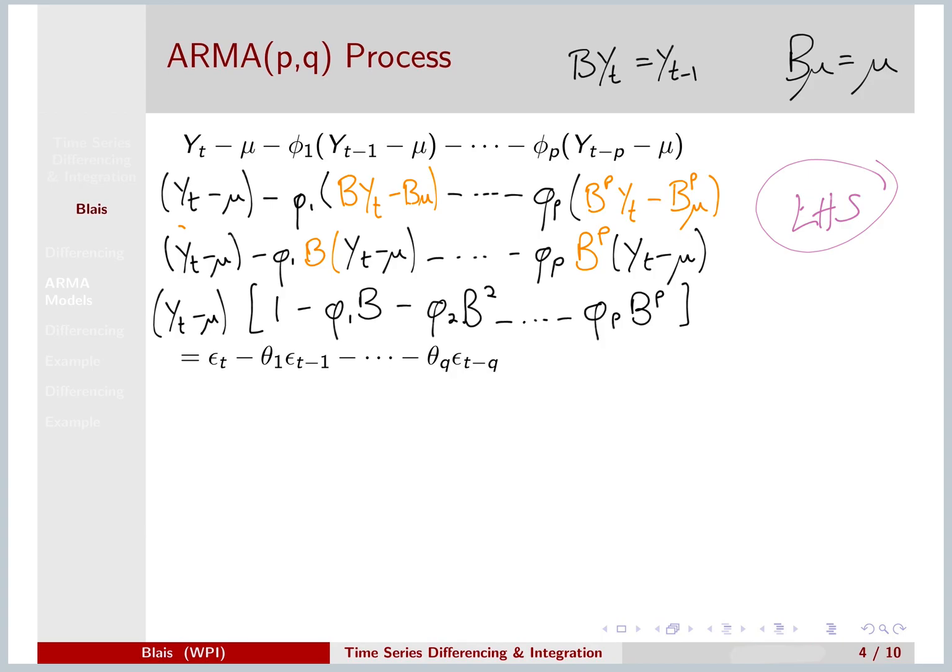Note that the backwards operator can also operate on our white noise process. So the backwards operator operating on epsilon t brings it back to epsilon t minus 1, and we can apply that on the right-hand side here. So this epsilon t minus 1 we're writing as B epsilon t, and we do that for each one of these terms down to B to the q epsilon t. And we now see we have an epsilon t common to each term, which we then factor out.